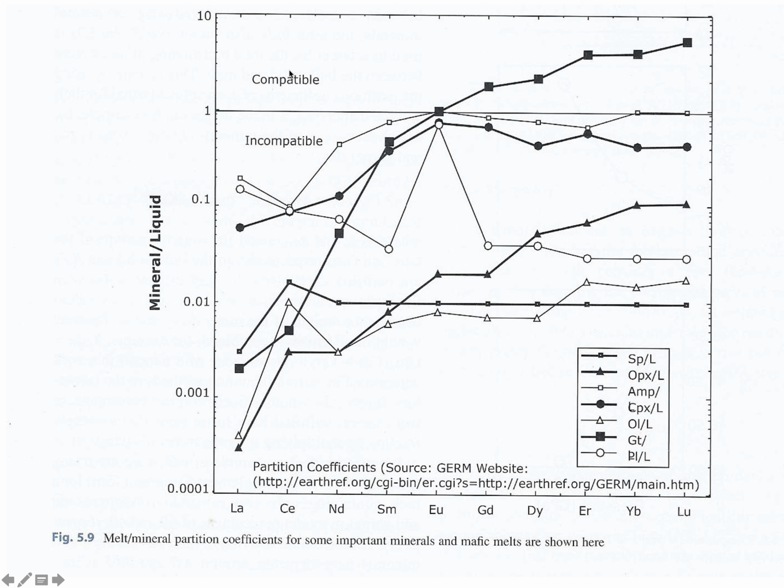So how are you doing this? You are measuring all these trace elements in the mineral, regarding garnet, and then you are calculating the ratio, and then you know where they are more compatible. Are they more compatible in the mineral or in the liquid?